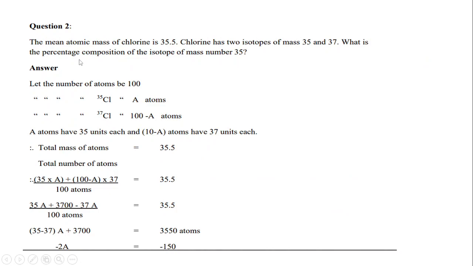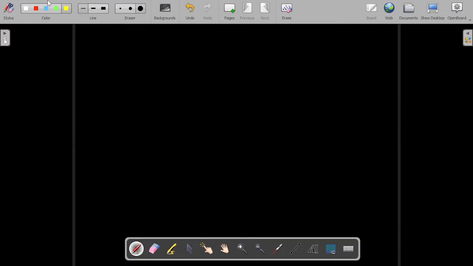Now question 2. The mean atomic mass of chlorine is 35.5. Chlorine has two isotopes of mass 35 and 37. What's the percentage composition of the isotope of mass number 35? So what do we have to get? We need to understand this question.